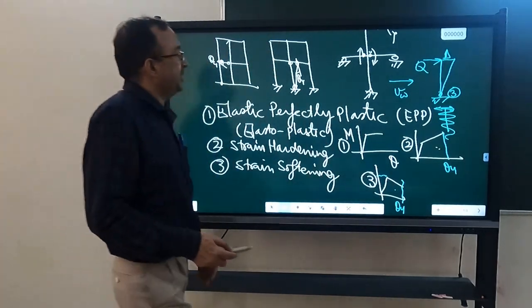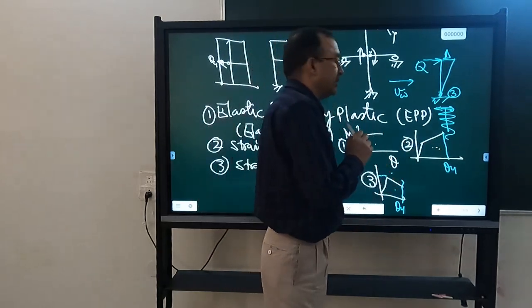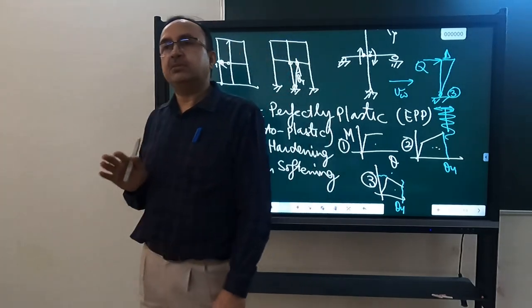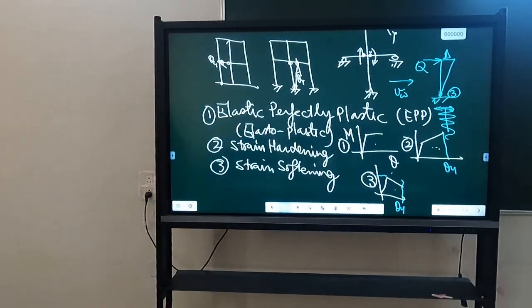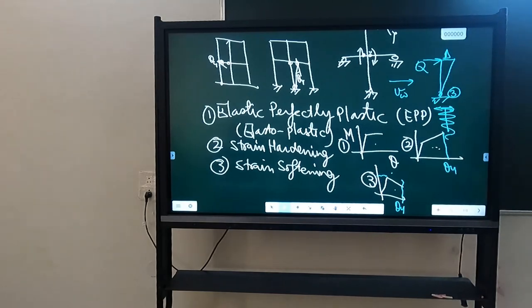Okay, so this is a desirable case, this is okay, this is undesirable. But undesirable doesn't mean that it will fail as soon as it yields. Some resistance to earthquake it can also offer beyond yielding also. But that resistance is going to be the smallest of these three. Any other question? Are you comfortable up to this?